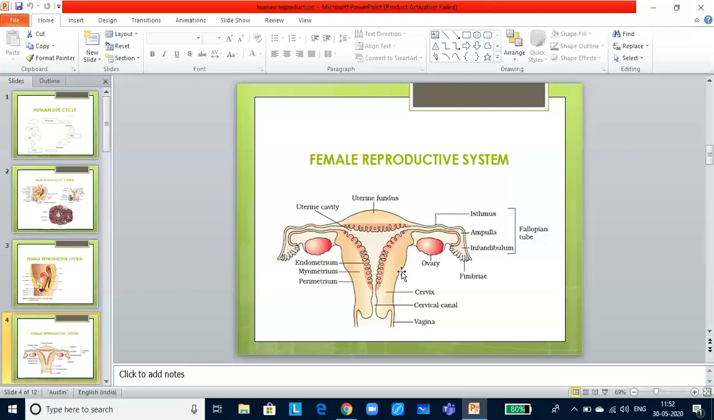Each glandular tissue contains alveoli that secrete milk. Mammary glands will join to form the mammary ampulla.